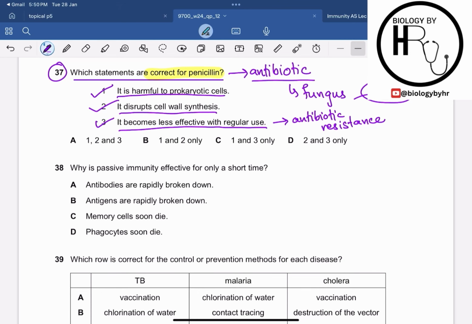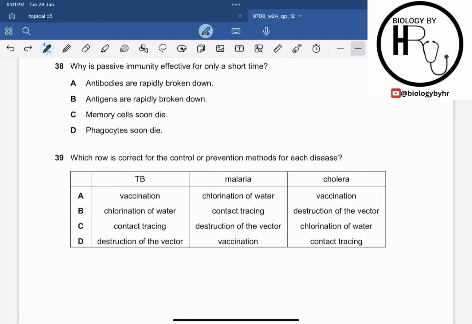So all the three statements are correct for the penicillin. So hence the answer to this question would be option A. 1, 2 and 3, all statements are correct. Alright, so now let's move on to the question 38 over here.